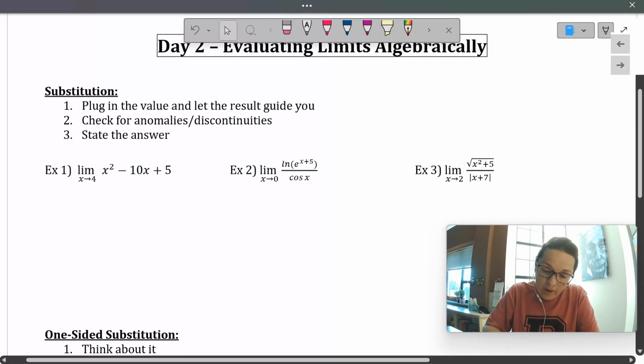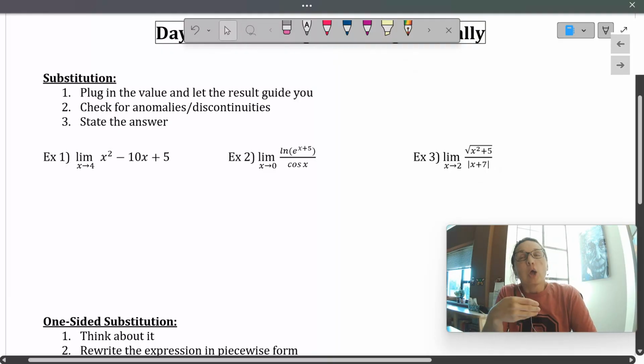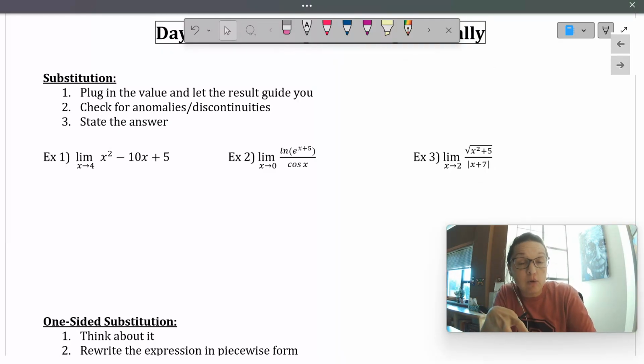When we do this, there's a lot of ways to come about it, and we're not done even here on day 2 with algebraic representations of limits. We're going to do it months down the road as well. But the first thing we're going to talk about is what I call substitution, where you just kind of plug in the number and see what happens.